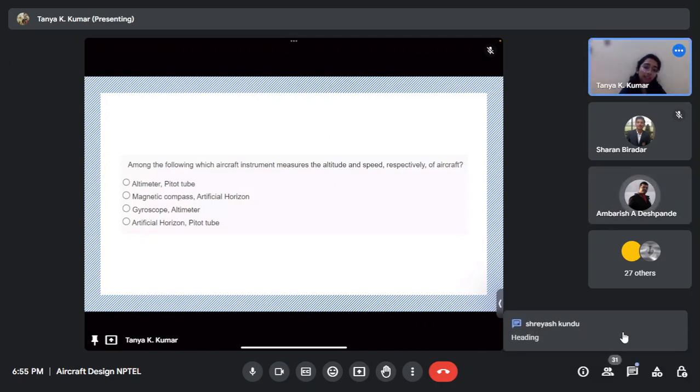Orientation, heading. Yes, so Shreyash is right. It gives you the heading. Magnetic compass gives you the heading. What does the gyroscope tell you? There are many gyroscopic instruments.